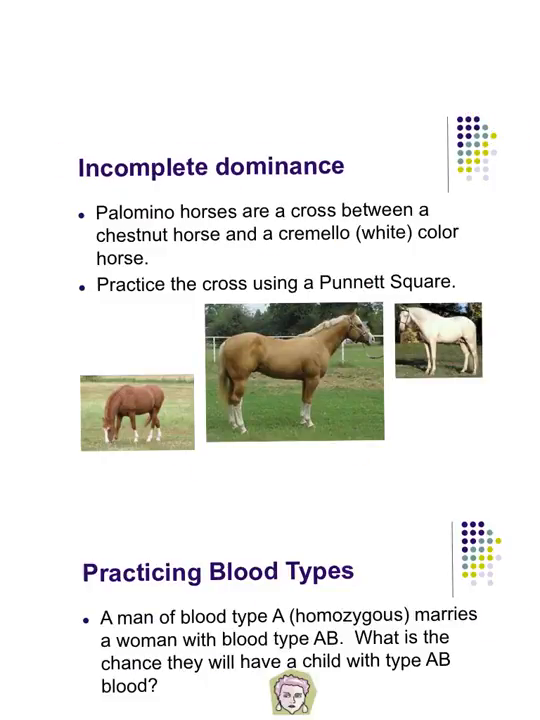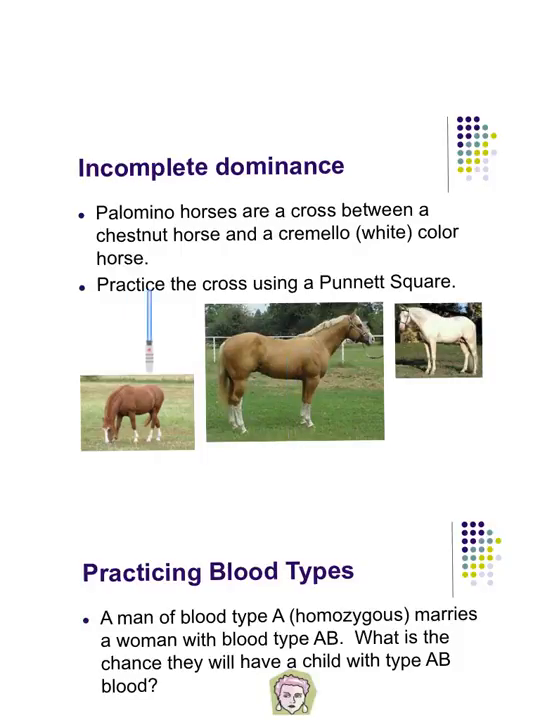This is another example of incomplete dominance. This little dude here is known as a Palomino horse, which is the result of a cross between a chestnut-colored horse, you see how this horse is nice and brown, and a cremello, or white-colored horse. So you cross a white horse with a chestnut horse, and they will blend, because that's incomplete dominance, into a lighter caramel or tan-colored horse.